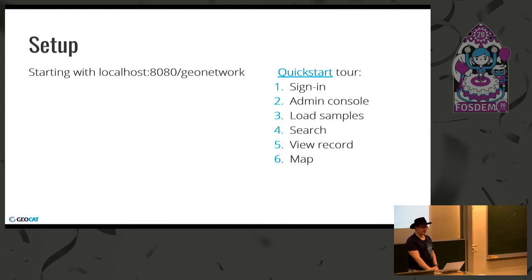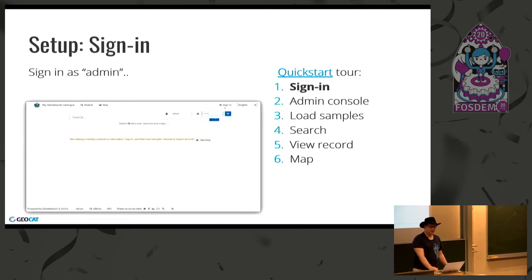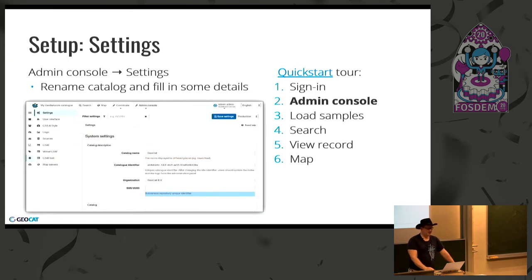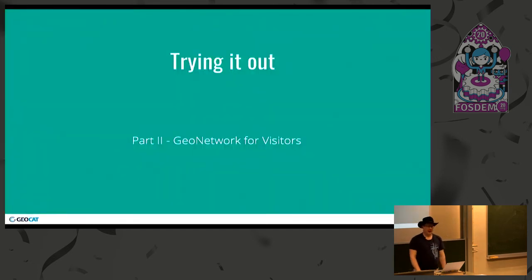So in terms of setup, starting with one of these localhost things, we're presented with a nice blank screen. We sign in using admin and admin, and then we can start to get into this administration console. I went through and changed the title and the description, so this would be my catalog. And they've got a little example here where we can load in some sample data. That's enough for me to actually begin trying it out.